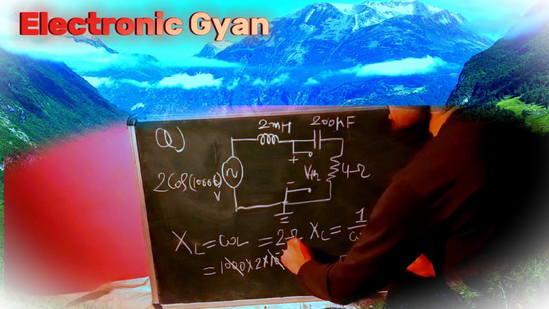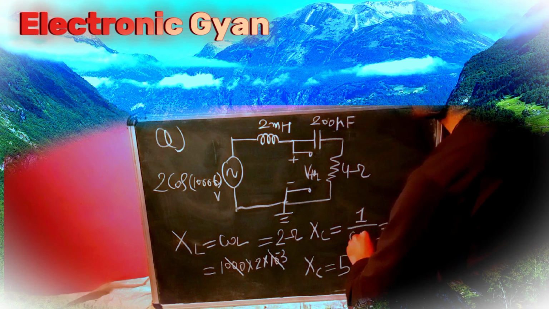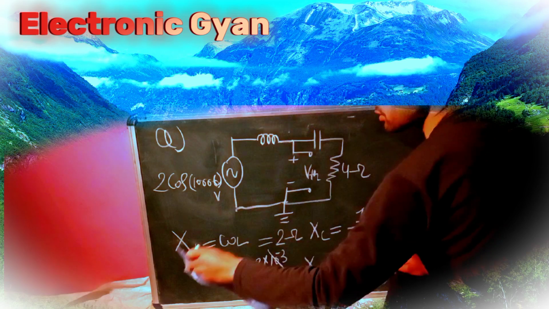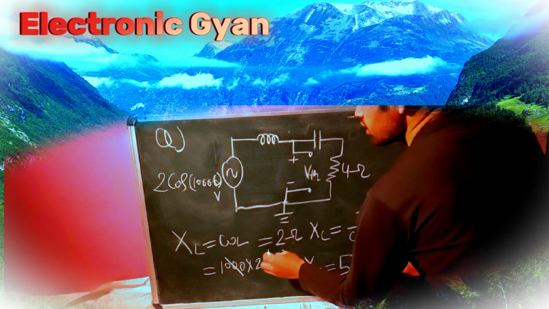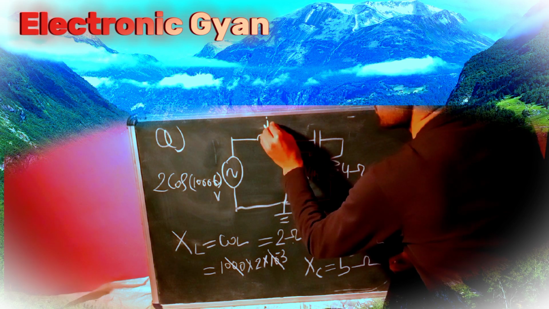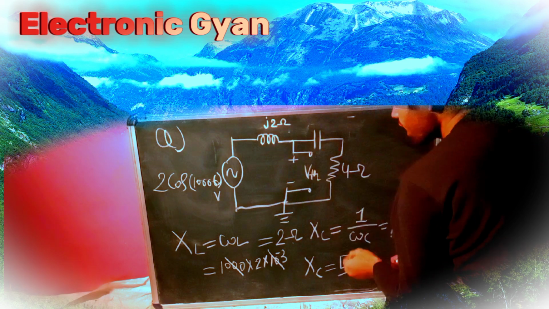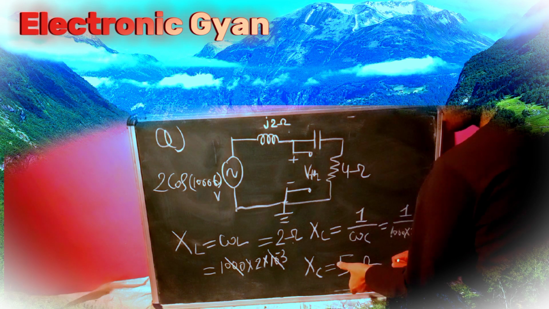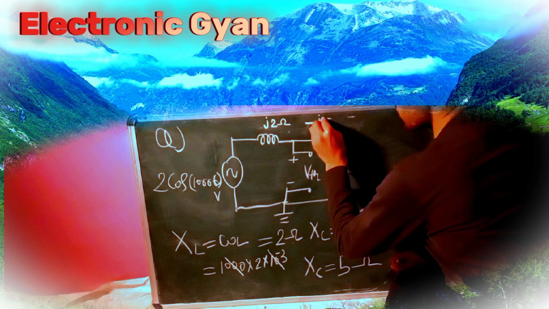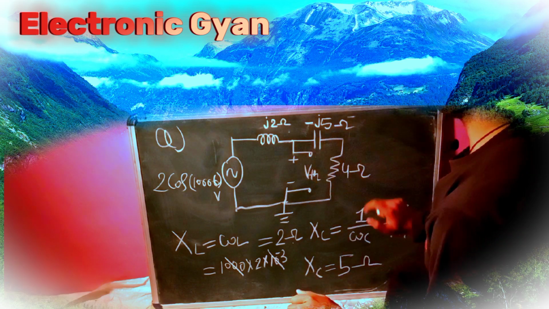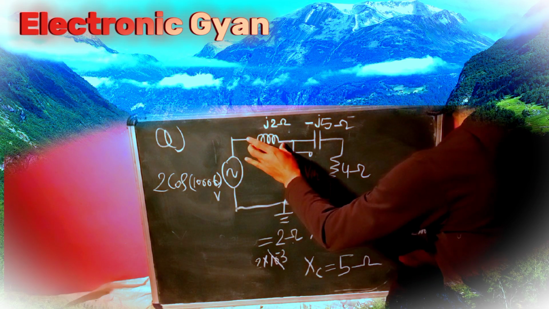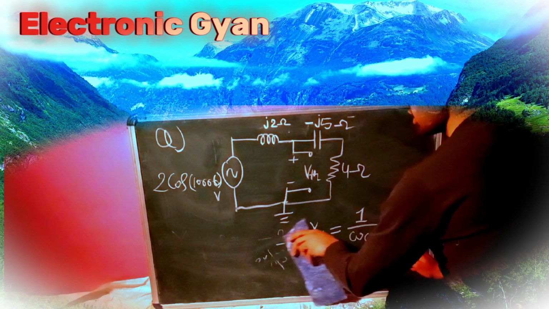In impedance form, the inductance of 2 ohm is plus j2 ohm, because it is inductive. Plus j2 ohm, and this is the capacitive reactance. Capacitive means it is minus j5 ohm. So we have calculated the inductive reactance and capacitive reactance in impedance form.